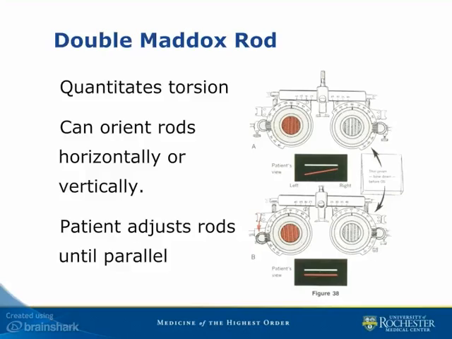And here you have a patient with trial frames with a red Maddox rod in front of the right eye and a white Maddox rod in front of the left eye, and you'll have the patient or yourself turn these rods until the beams are either seen as vertical or horizontal. And this will be able to quantify the torsion for you.